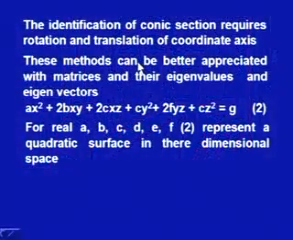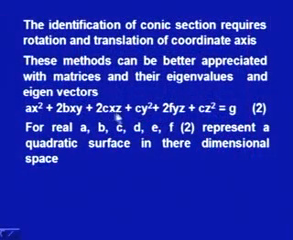Now these methods can be better appreciated with matrices and their eigenvalues and eigenvectors. What I have tried to explain here is the case of 2 dimensions, but if we are having 3 or more dimensional quadratic forms, then things will be difficult to visualize, but with the help of matrices and eigenvalues and eigenvectors, one can very easily identify the quadratic forms.